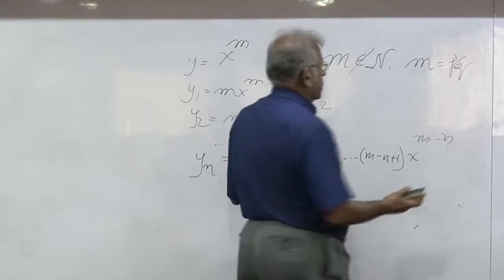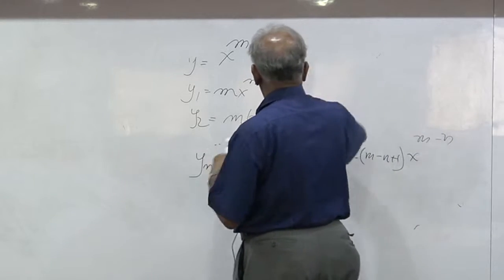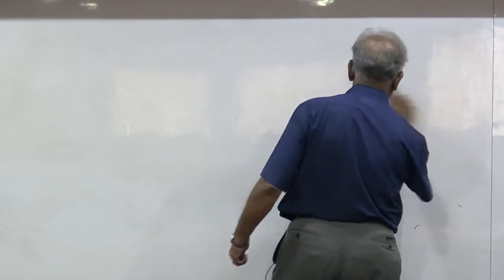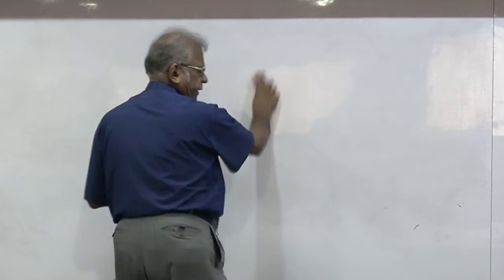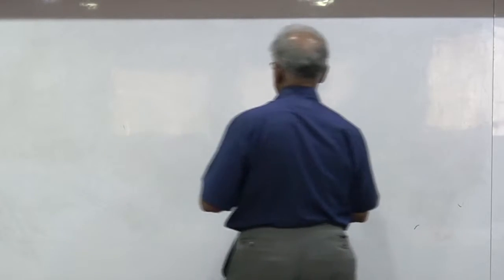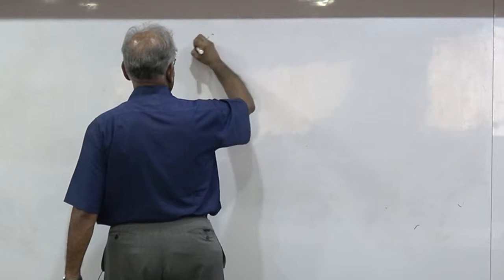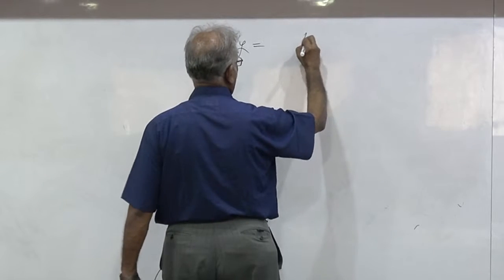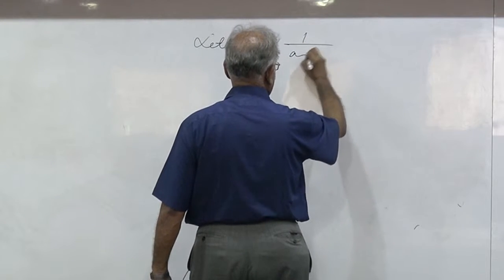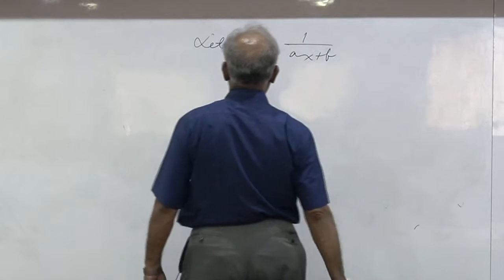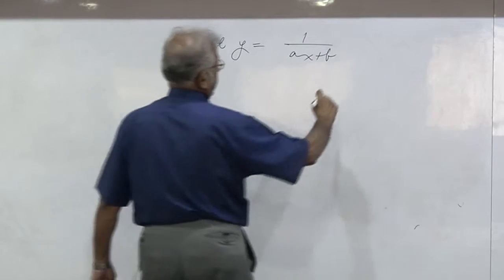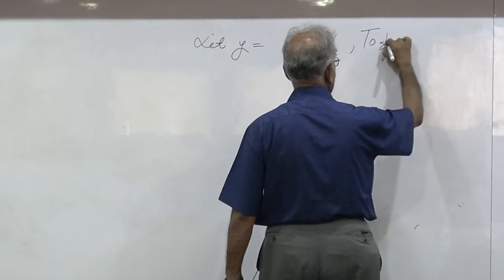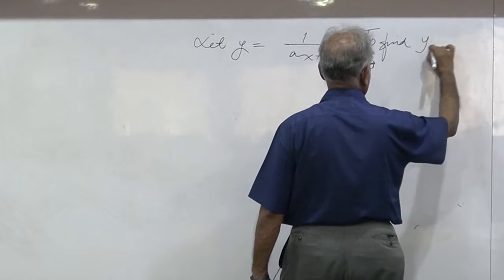We now go to another class of problems, another class of expressions. Let us say we wish to find the nth derivative of a function like this. So, we take, let y be equal to 1 over ax plus b, and what do we need? We want to find y sub n.